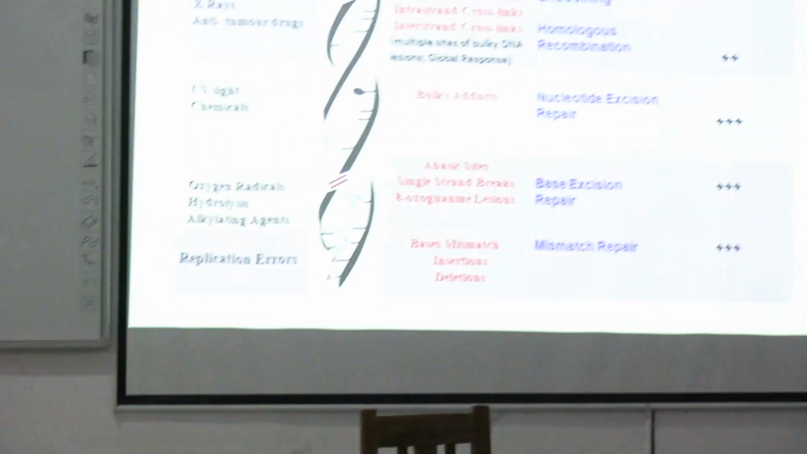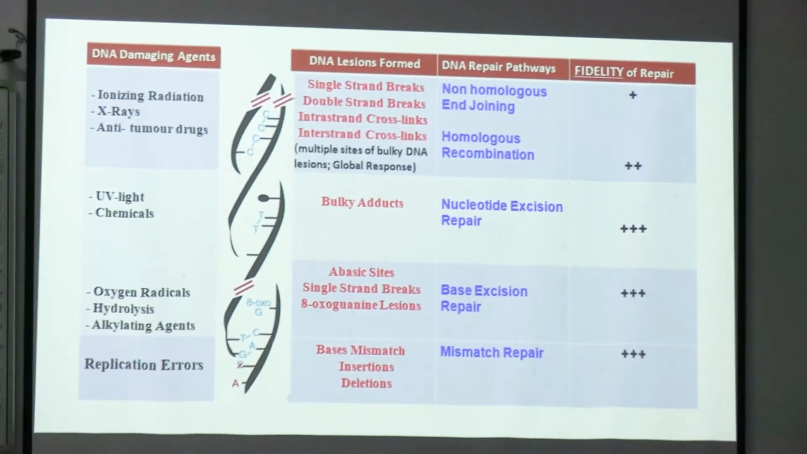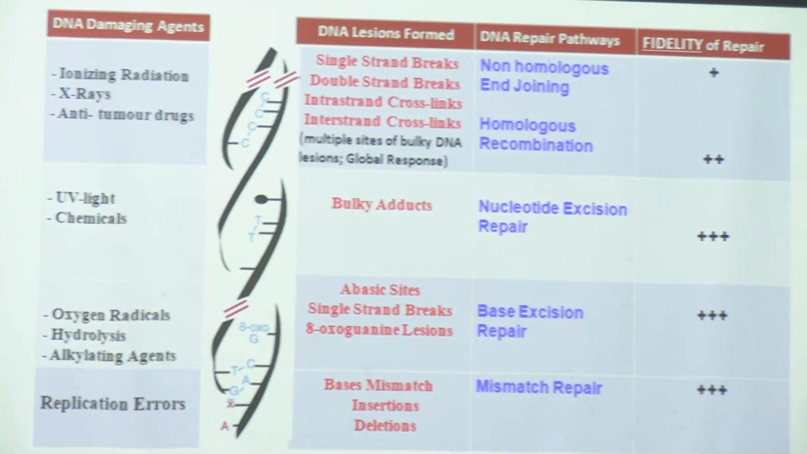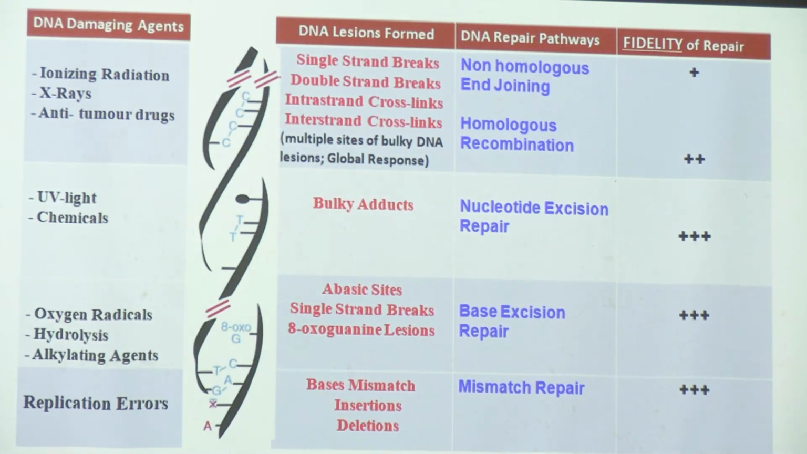You can see the fidelity of non-homologous end joining is only 1, because in a short while you will know what non-homologous end joining is. Homologous recombination is a little bit better, and for mismatch, base excision or nucleotide excision repair, the fidelity level is quite good. They are basically successful in repairing the damage.